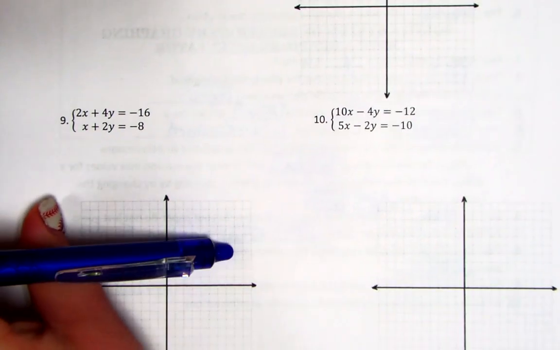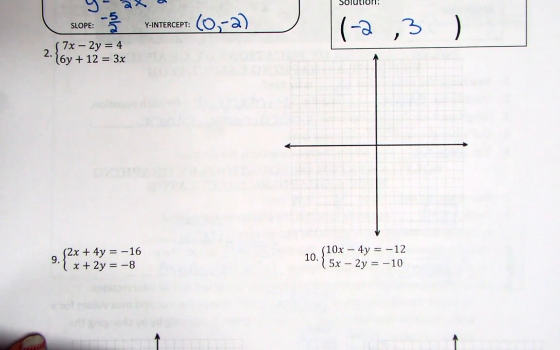Let's go through this process for number 3. So we're going to solve to get y by itself.